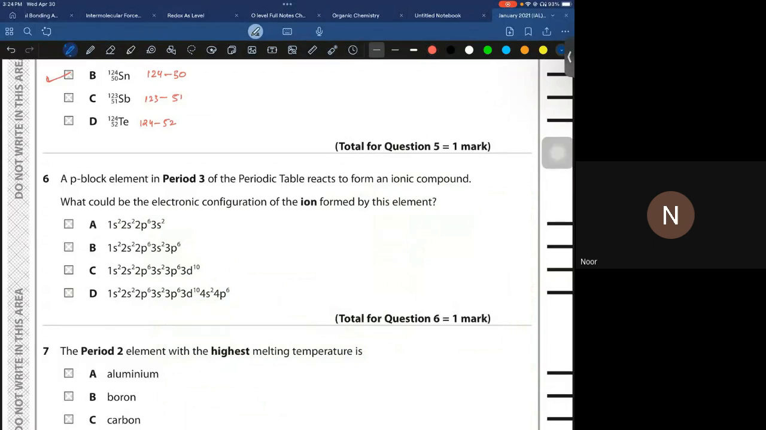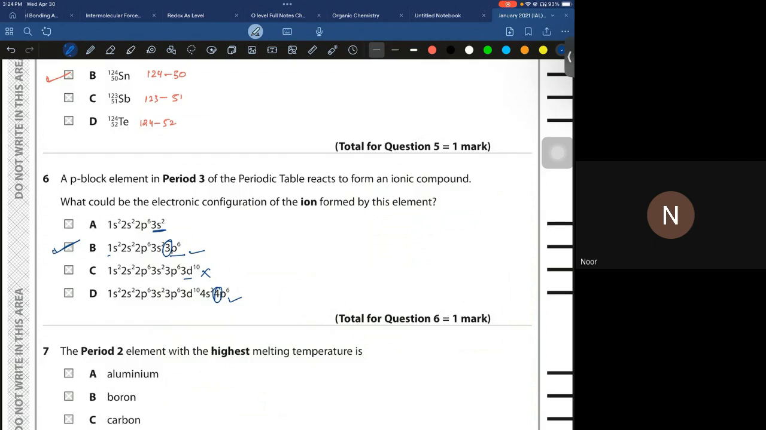So 1s2 2s2 is ending on s, so it's from the s block. This one is p block, this is d block, this is p block. B and D may be correct. You can see that one is going to have the third period, and the other is going to have the fourth period. So that's why option D is correct.